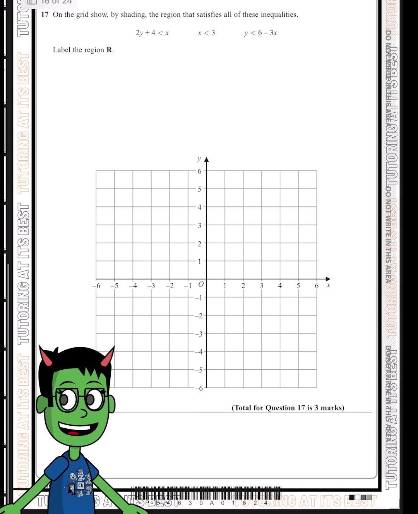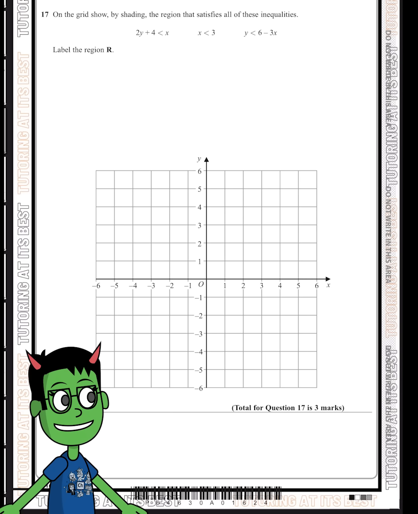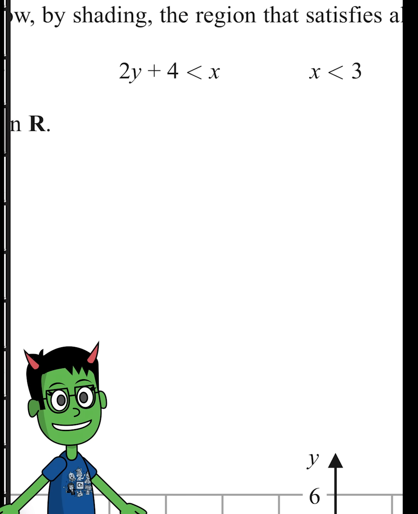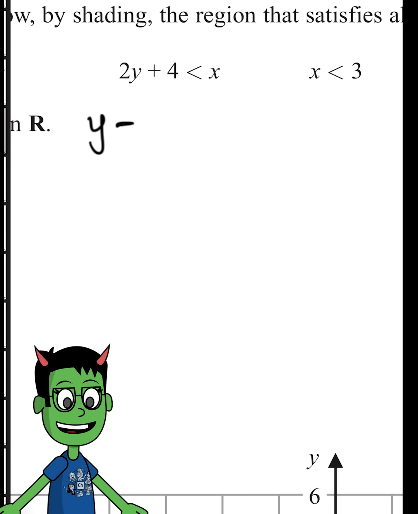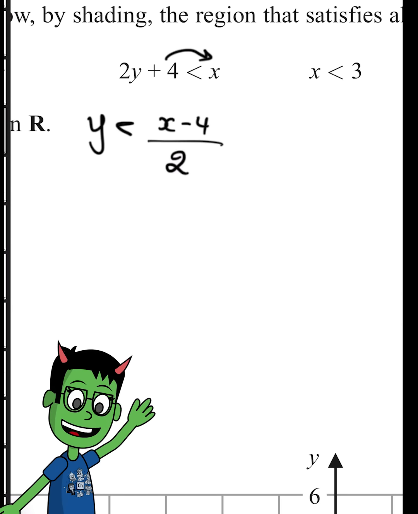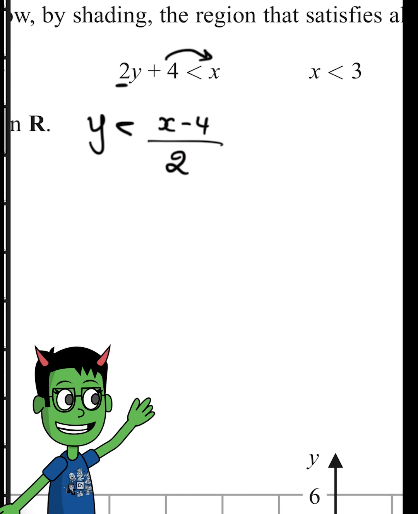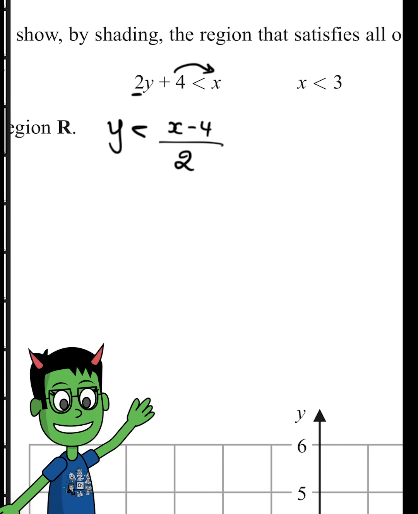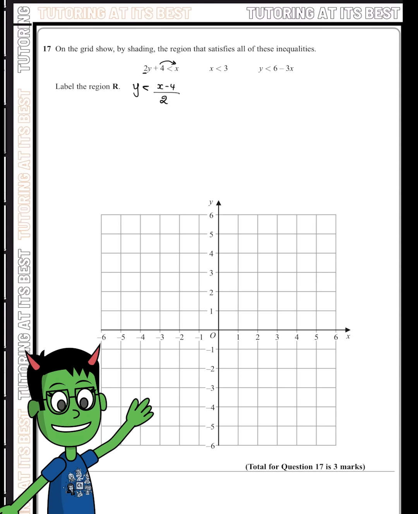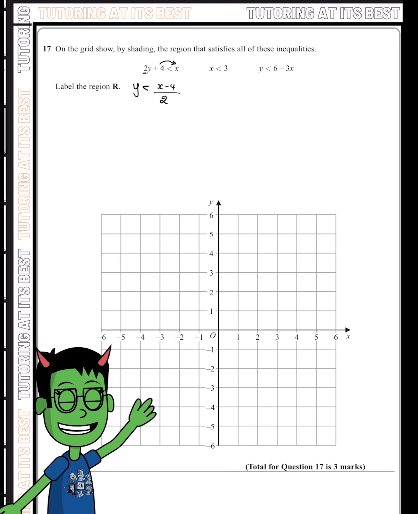Fantastic. Question 17. On the grid, show by shading the region that satisfies all these inequalities. The first thing we're going to do here is simplify our first inequality and make it in terms of y, so we're going to divide everything by 2. So we'll have y less than x minus 4 over 2. I've taken the 4 over, and then I've divided it by 2. Whilst x less than 3 and y less than 6 minus 3x can remain as they are. And now we need to go ahead and find the values and the coordinates of this.